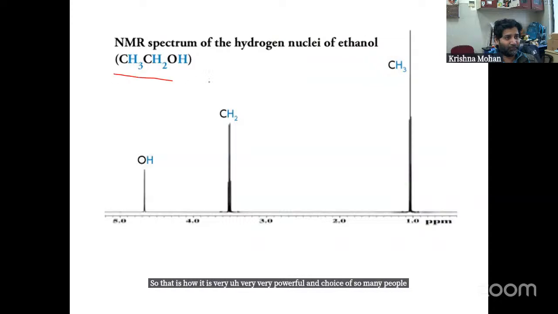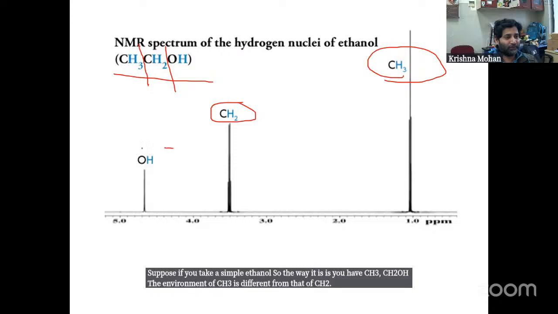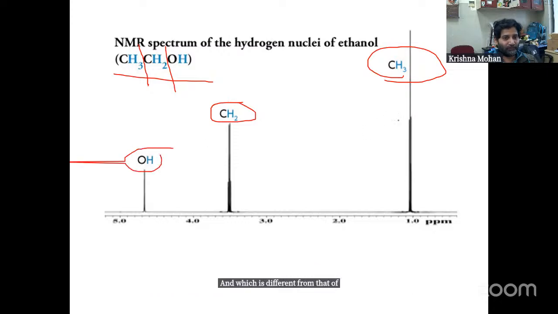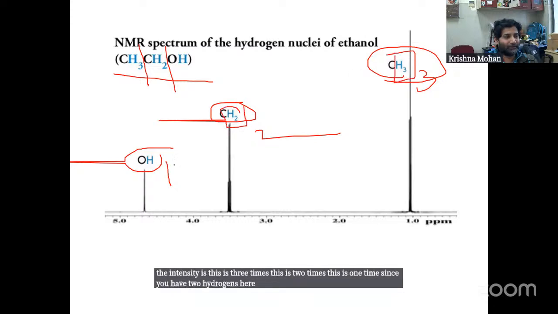Suppose you take simple ethanol, CH3CH2OH. The environment of CH3 is different from that of CH2, which is different from that of OH. So you will see 3 peaks, and the intensity is 3 times, 2 times, and 1 time, since you have 3 hydrogens, 2 hydrogens, and 1 hydrogen.